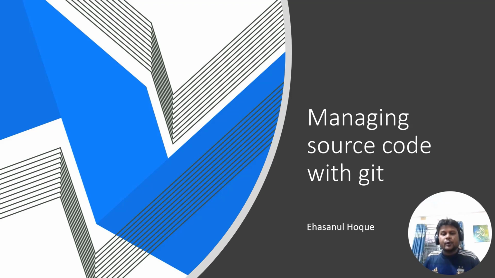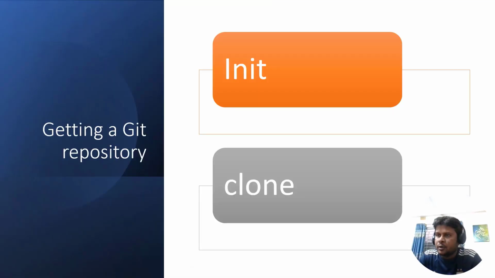Today I would like to discuss how to create a new repository and upload the source code into GitHub. For getting a Git repository, we have two commands. One is git init, another is git clone.